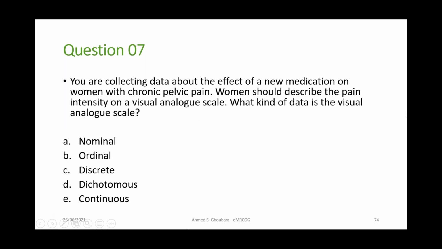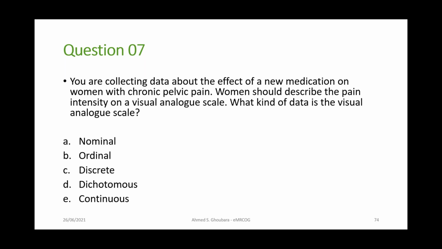Next. Another set of questions today. We're done with the null hypothesis and the philosophy of statistics. Another question about the types of variables. We're collecting data about the effects of a new medication on women with chronic pelvic pain. Women should describe the pain intensity on a visual analog scale. What kind of data is a visual analog scale?